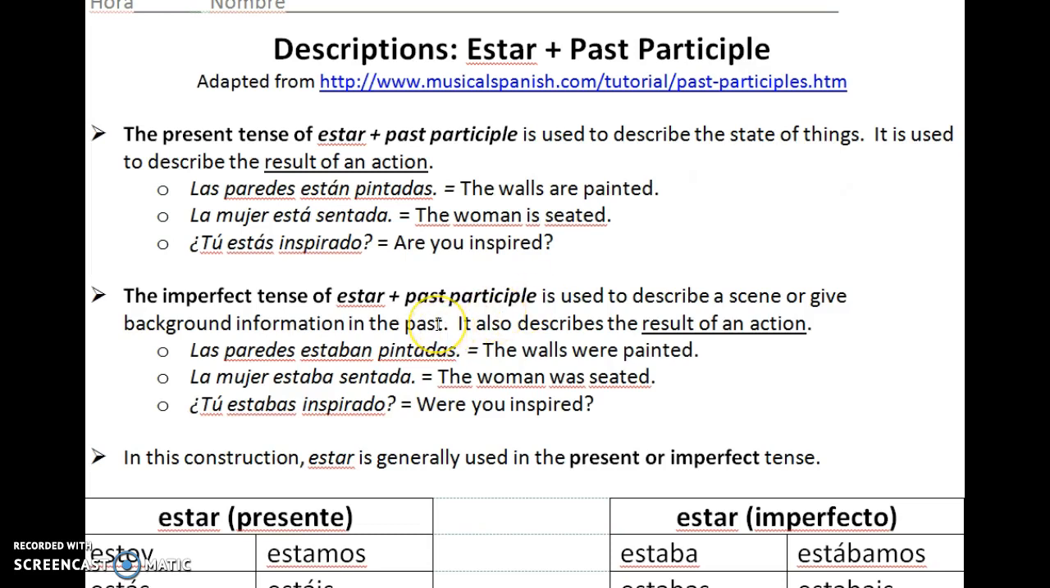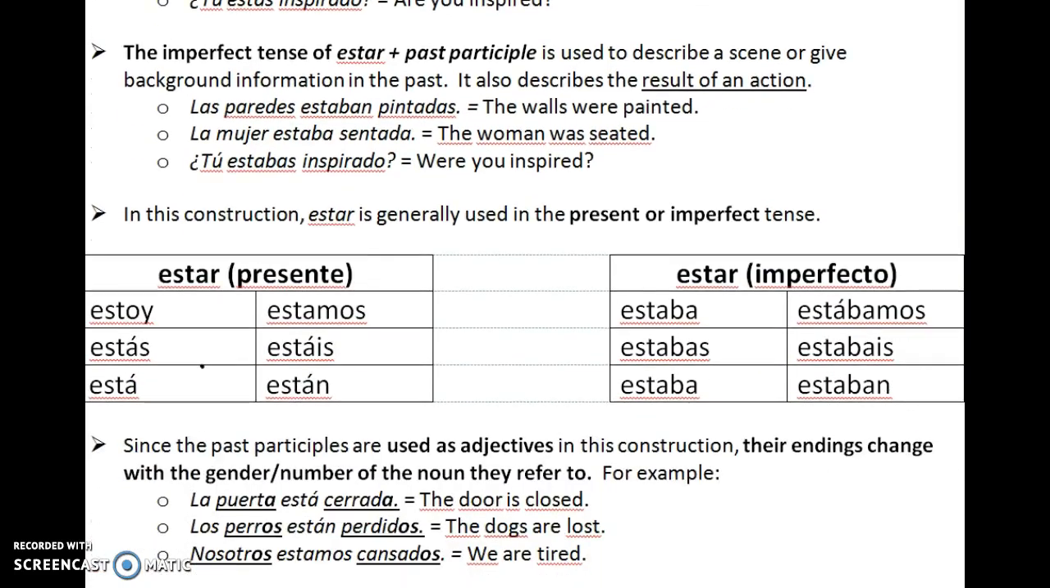So instead of saying that the walls are painted, we could change it and say the walls were painted. The only thing that has to change in our sentence is that instead of using the present tense of estar, están, we're going to use the imperfect tense, estaban. Las paredes estaban pintadas. In this construction, estar is generally used in either the present or the imperfect tense. There are some exceptions, but we're really going to focus on estar in the present tense.